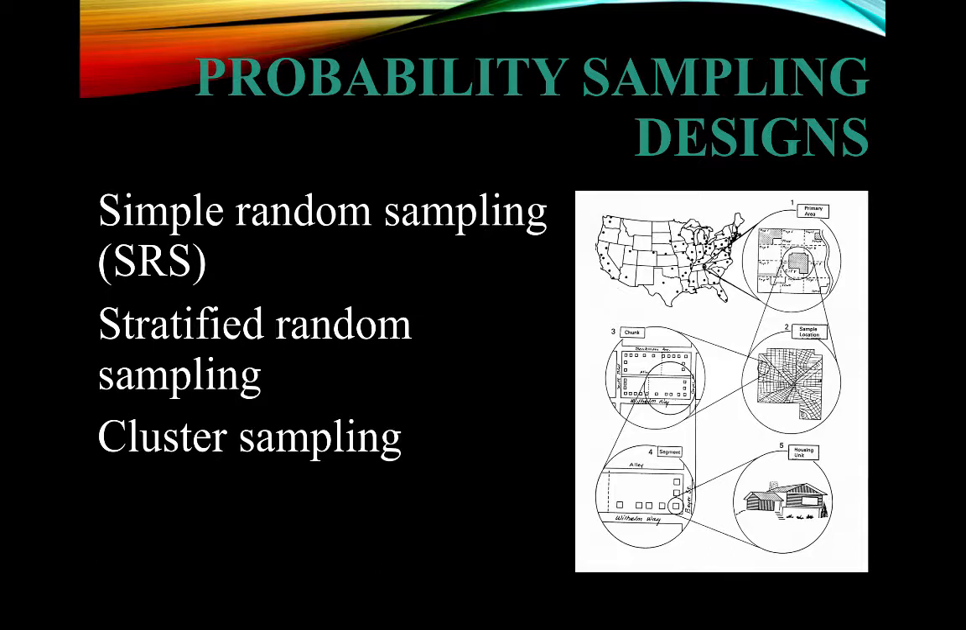The previous two types assume that you have some sort of list of the total population that you're trying to study. But what if you don't, or what if it's impractical to have such a list? So in these cases, cluster sampling is used. In cluster sampling, the population is broken down into clusters, or really just small groups of cases.